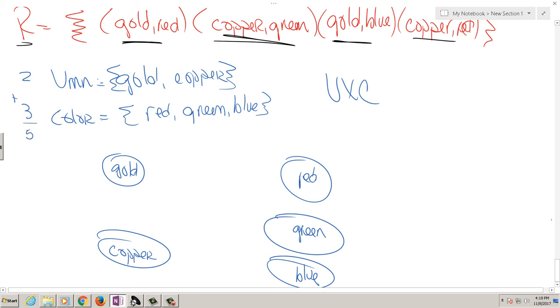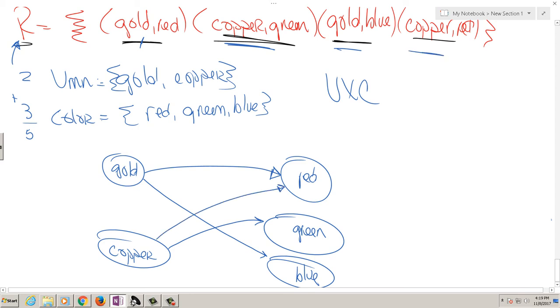Now I am going to map the ordered pairs from the relation. There it is right here. I'm going to map the ordered pairs to my digraph. So the first one is gold and red. So I'm going to have an arrow going from gold to red. The next one is copper and green, so I'm going to have copper going to green. The next one is gold and blue, so I have an arrow going from gold to blue. The next one is copper and red. So there is a digraph.